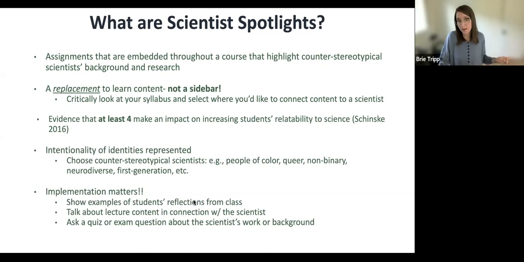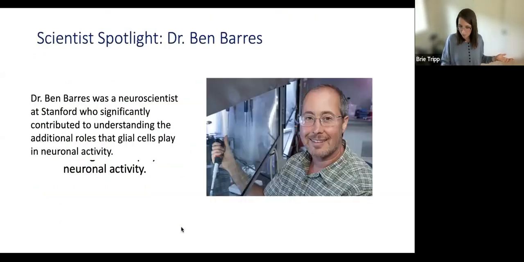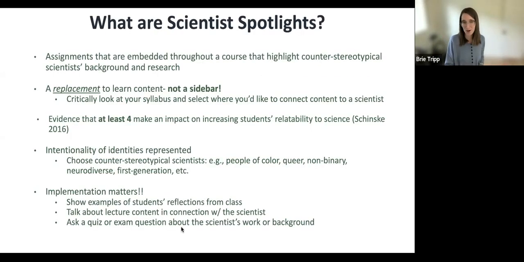And then also, we all know this, right? We all know that students aren't going to buy into something unless they're getting a grade for it sometimes. Not all students, but fair, that's how we've trained them to be, very grade focused their whole lives. So asking a quiz or an exam question about the scientist's work or background, I've felt has been really helpful in getting students to engage in meaningful ways with these scientist spotlights.